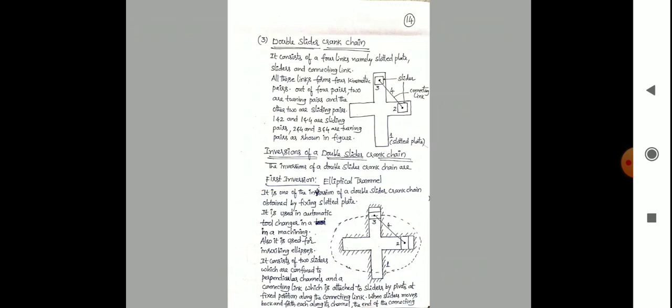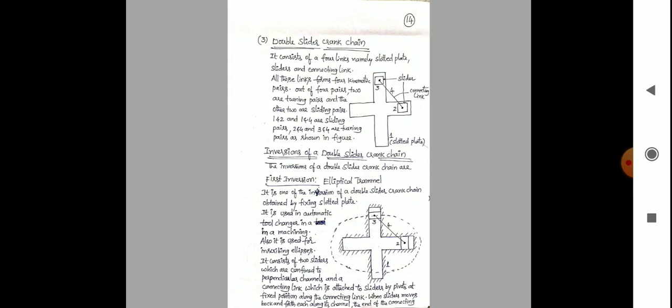Now, moving on to the inversions of double slider crank chain. The inversions of a double slider crank chain are: first inversion. The first inversion is obtained by fixing the slotted plate of a double slider crank chain, for which we can take the elliptical trammel as example.